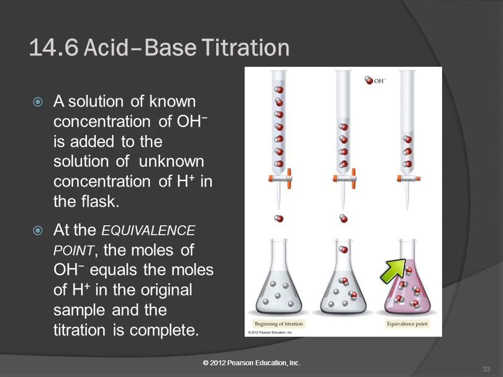Eventually, we'll get to the point where we've added a number of hydroxide ions equal to the number of hydrogen ions that were initially in the beaker. That's a stoichiometric amount. We've got them matched up just right. And that's what we call the equivalence point, because the amount of hydroxide is equal to the amount of hydrogen ion. We have a complete reaction. So the moles of hydroxide is equal to the moles of hydrogen ion in the sample, and the titration is complete. Now the trick, of course, is how do you know when you've done that?